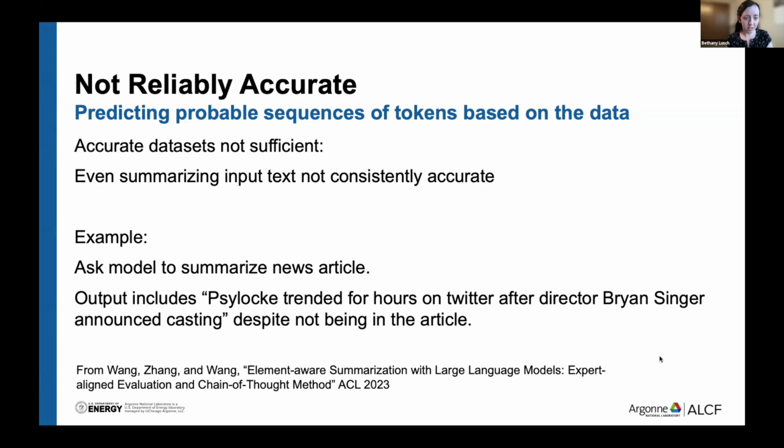They asked the LLM to summarize a news article, and it includes that the article was about a particular actress being announced that she's going to be in this movie, and it was announced on Instagram, something like that. And the summary of the news article included this extra comment that Psylocke trended for hours on Twitter after the director announced casting. This is not in the article, but it makes some sense. So this is a case of producing a probable sequence of tokens, but not being grounded in trying to be accurate.